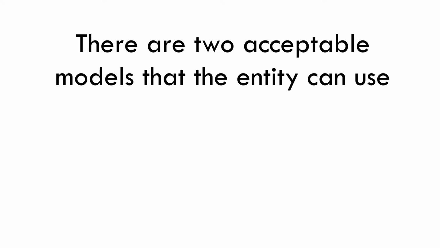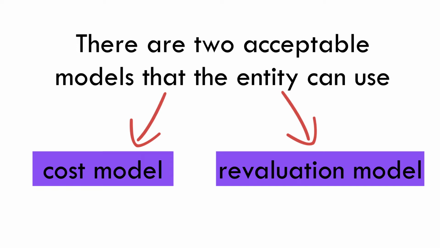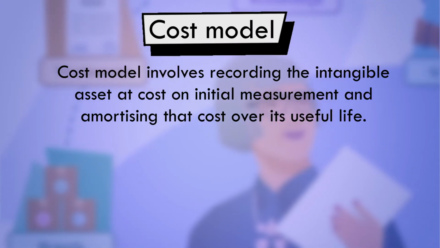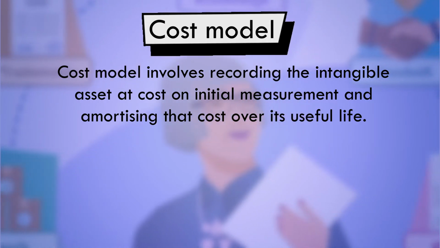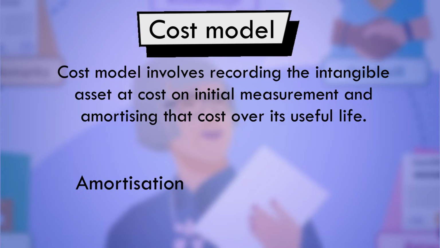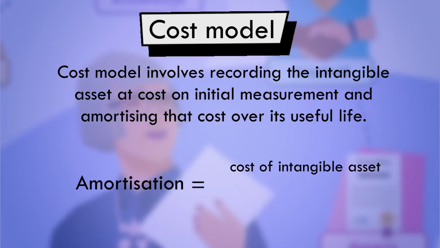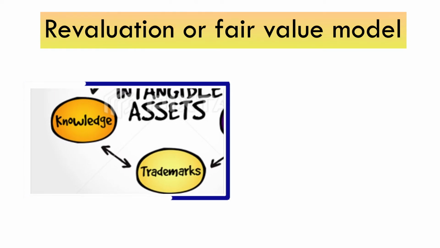There are two acceptable models that an entity can use, namely cost model and revaluation model. Let's start with cost model. Cost model involves recording an intangible asset at cost on initial measurement and amortizing it over its useful life. In this model, amortization is calculated as follows: you take the cost of an intangible asset and you divide by its useful life.